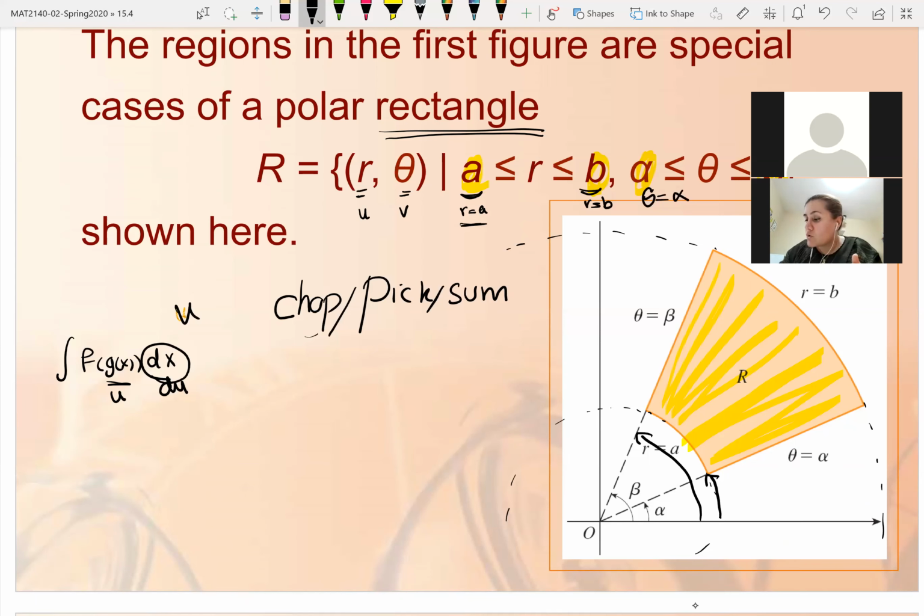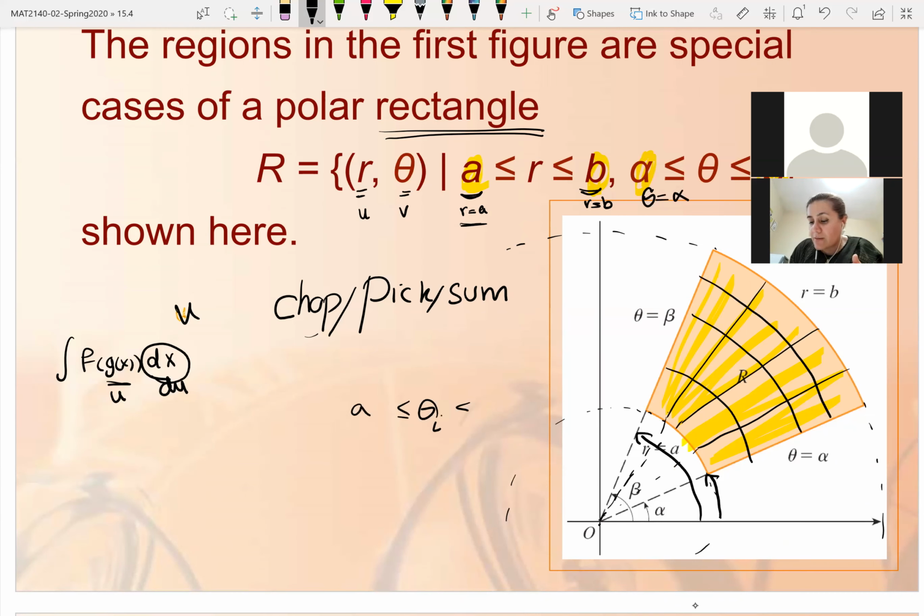Okay, so I'm just going to chop it into pieces. Chopping into pieces means you will have something like this. So in the theta direction, you have pieces between, oh sorry, between alpha and beta. And then for radius, you have between A and B, right? So then you're making the pieces.